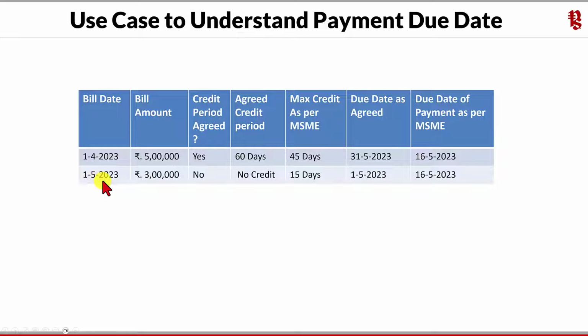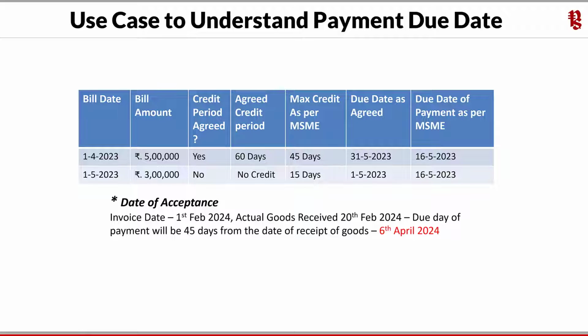Now the second invoice, if you see, is on 1st of May. The amount is 3 lakh. There is no agreement between the parties, so no credit period is specified. In such a case, the maximum credit period as per MSME is 15 days. The due date will be on 1st of May since there is no credit agreement, but as per MSME, the party has 15 days' time to clear this bill.